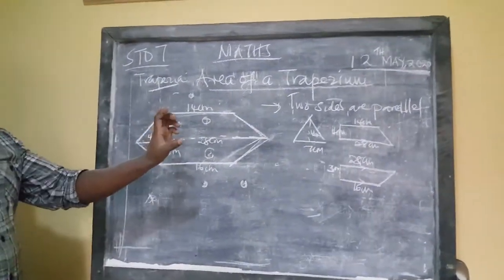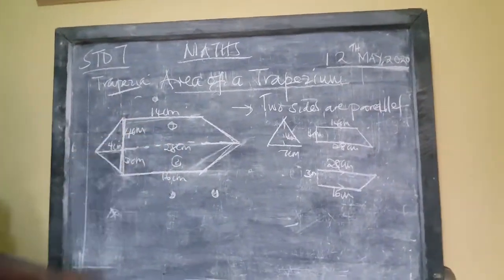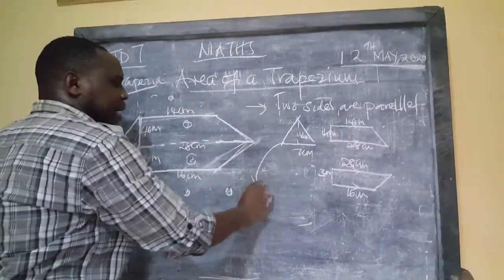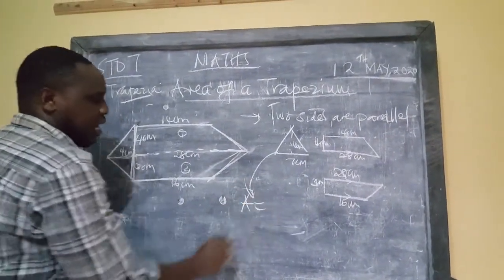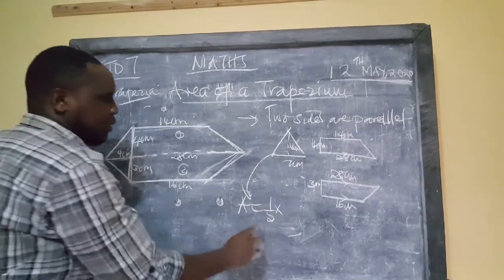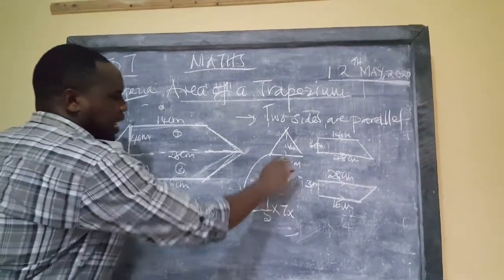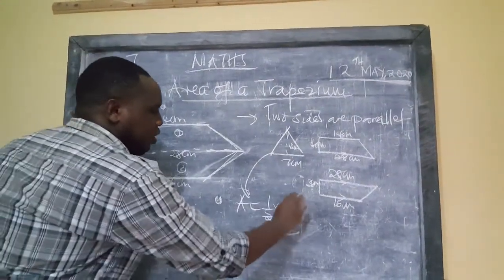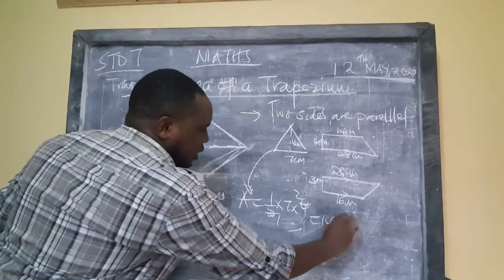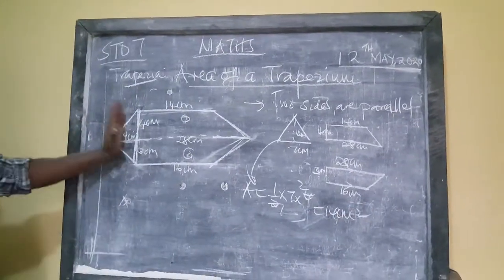So if we extract them, they are going to be looking like that. Let's begin by getting the area of this. This is a triangle. It's half times base, 7, times height, 4. This is going to give you 14 centimeters squared. We have gotten our shape, this one.